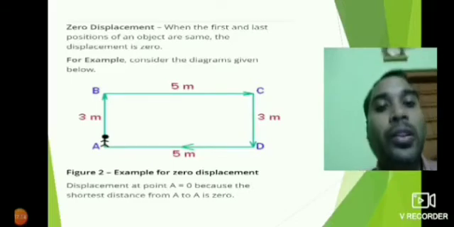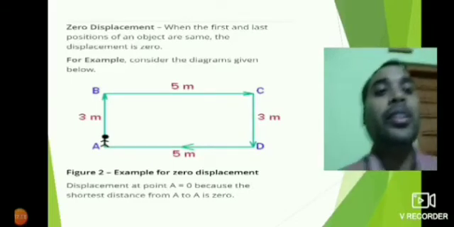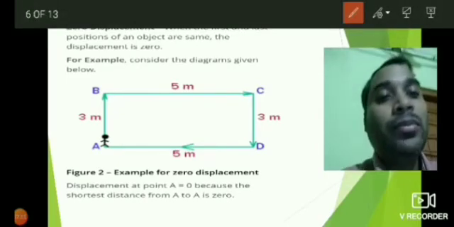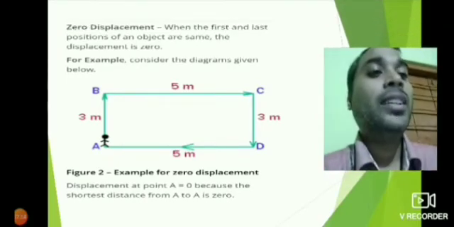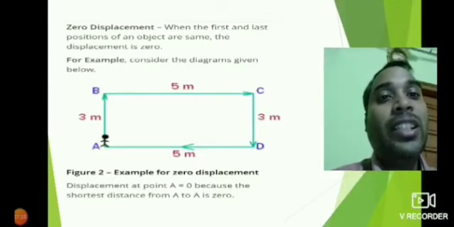Okay, so how can displacement be zero? Let us see one more example. When your initial point and final point are the same, the displacement is always considered zero. So when the first and the last position of an object are the same, the displacement is zero.